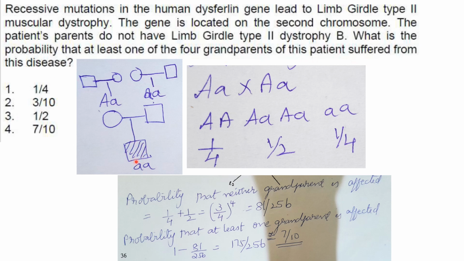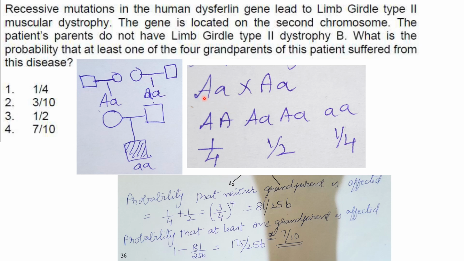So this is the patient, he or she is suffering from the limb girdle type 2 dystrophy. So he is small a small a. Now his parents, they are not having the disease, so they are carriers. That is why they contributed small a each to the patient and he became diseased. So these are the parents. Now what about the grandparents? At least one of the 4 grandparents suffered from the disease.